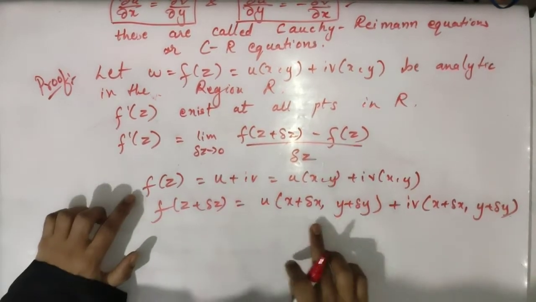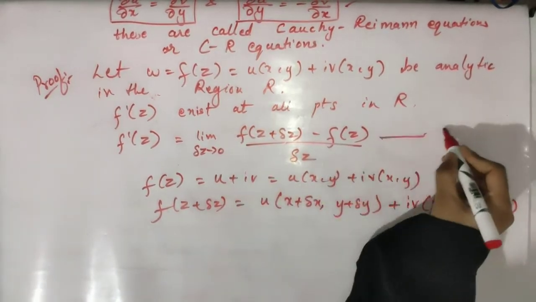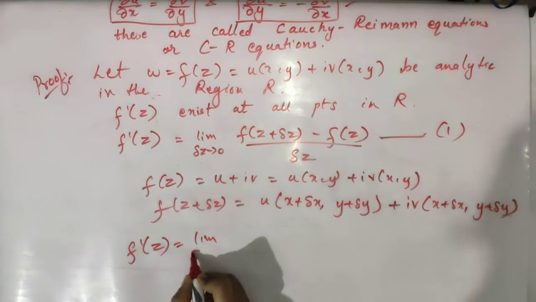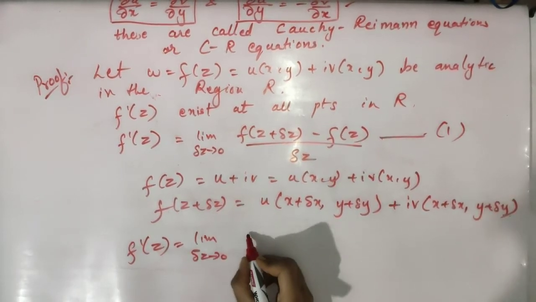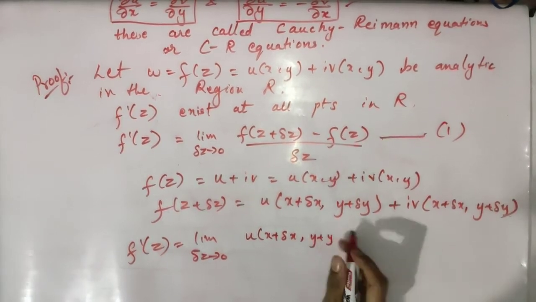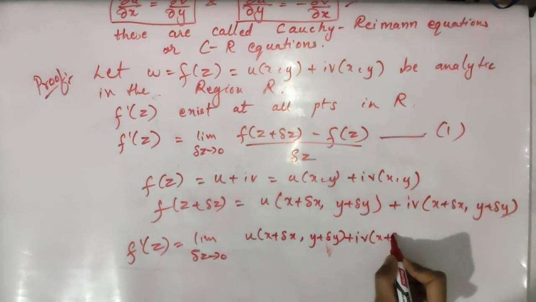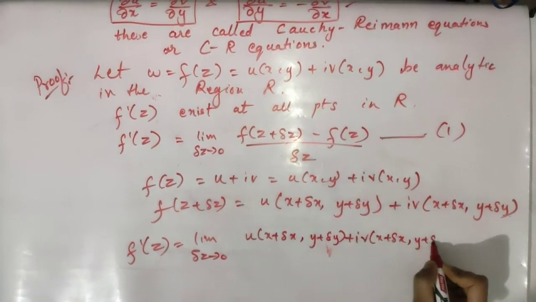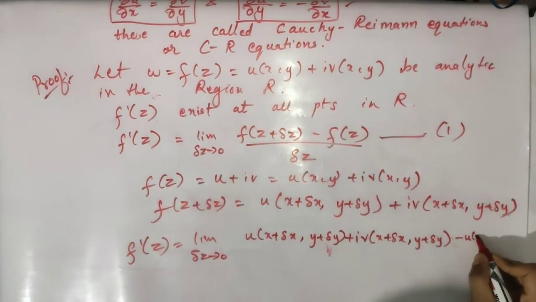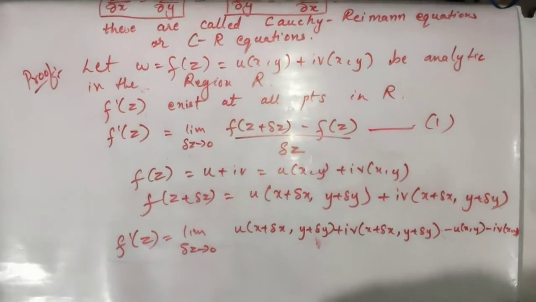So I'm going to just substitute the values of f of z plus delta z and f of z in this equation. I'm going to call this equation 1. So f dash of z will be limit as delta z tending to 0 of u of x plus delta x, comma y plus delta y, plus I into v of x plus delta x, comma y plus delta y, minus u of xy minus I into v of xy. I hope it is clear there.